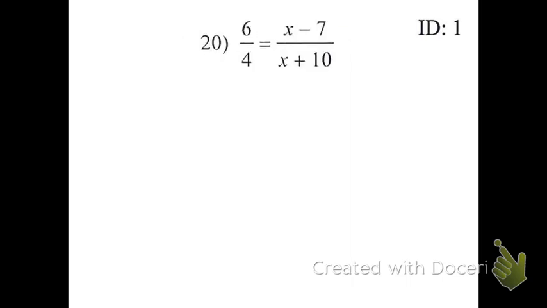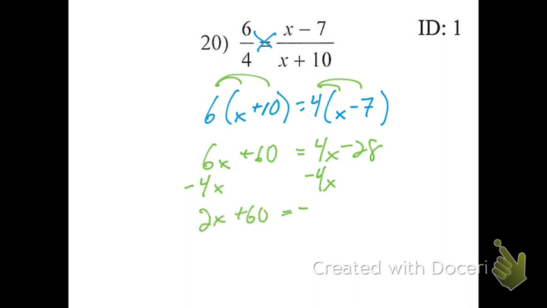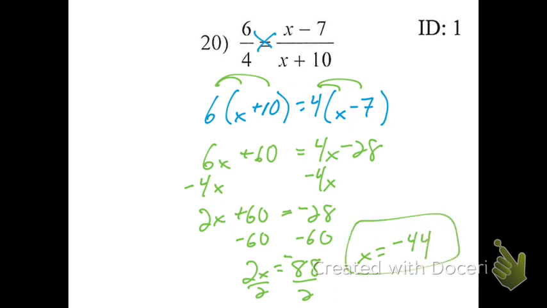All right, 19 or 20. Yeah, I'll do 20. All right, so number 20, I have 6 times x plus 10. And then I have on this side 4 times x minus 7. I'm going to double distribute, making it nice. So 6x plus 60. And then I have 4x minus 28. So now I'm going to subtract 4x from each side. 2x plus 60 equals negative 28. Then I'm going to subtract 60 from each side. I get 2x equals negative 88. So you divide both sides by 2, and you get x equals negative 44. All right, thank you very much.